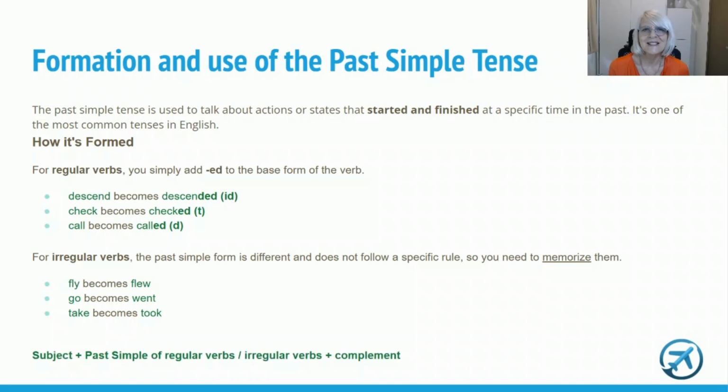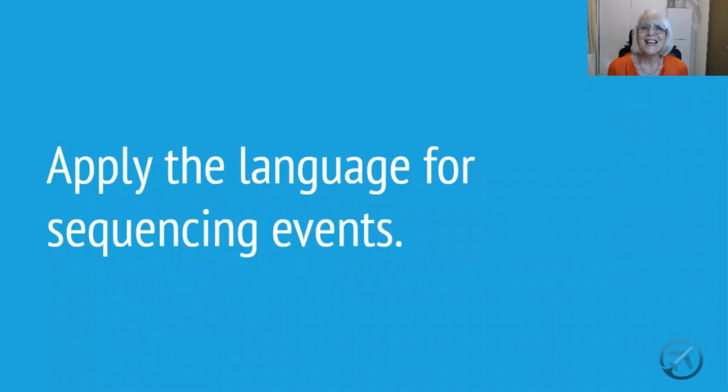To form a sentence, you use the subject plus the past simple of regular verbs or irregular verbs plus the complement, which is the completion of the sentence. Today, you're going to learn how to apply the language for sequencing events. And to do that, we're going to use a picture story. Or to be more exact, we're going to use 3 pictures and 1 short video clip.